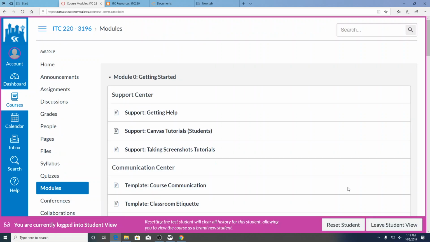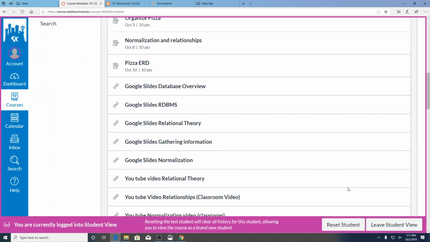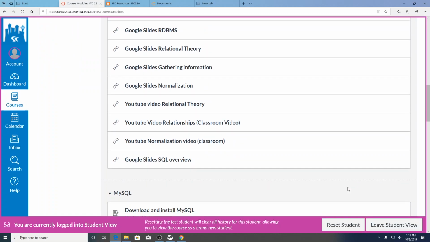So I'm going to go back to the modules. I'm not going to go over these, but I want you to just know you probably should look at the Google Slides for relational theory and for normalization. We already kind of looked at this one. You can do that one if you want. But there's normalization, there's relational theory. There's also videos on these. This one I made, which is okay. And then these are classroom videos.